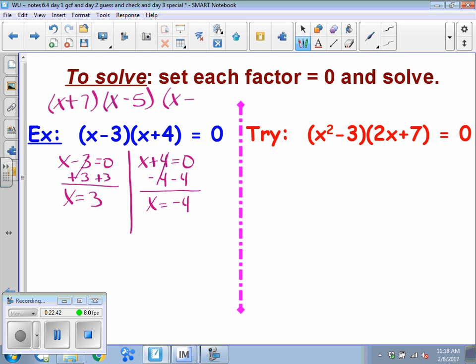If I had 3 factors, if I had x plus 7, x minus 5, x minus 6, it equals 0. That's 3 different factors, right? What's going to cause this one to be 0? Negative 7. What's going to cause this one to be 0? Positive 5. And what's going to cause this one? Positive 6. So this has 3 solutions that will cause that to equal 0. Does that make sense? Okay.